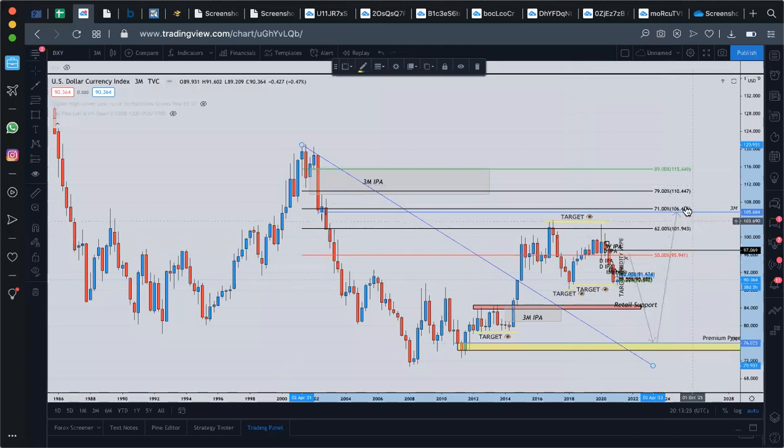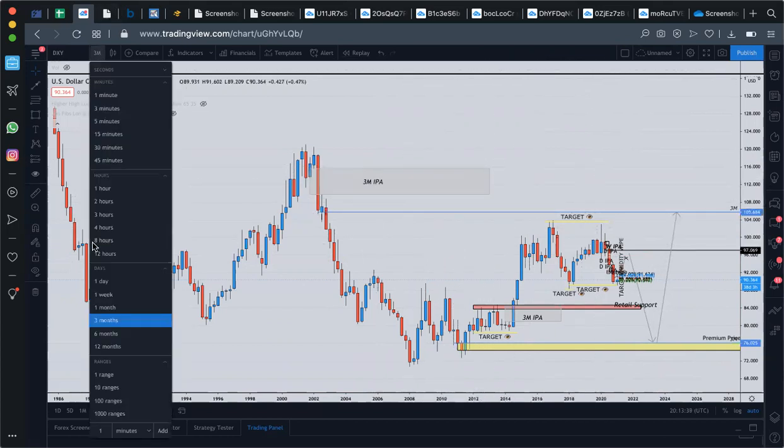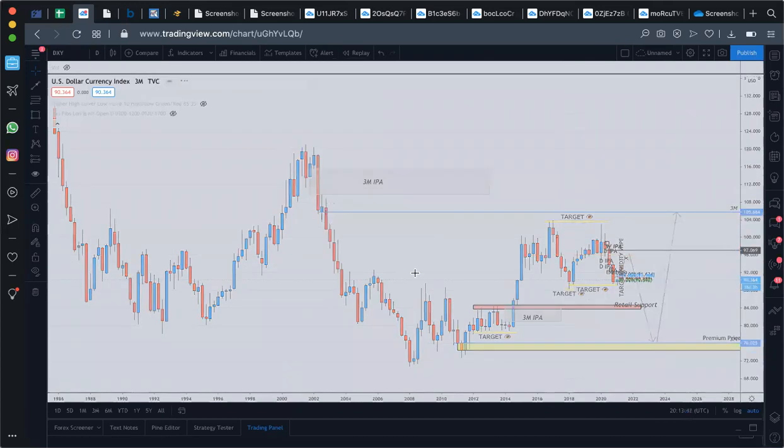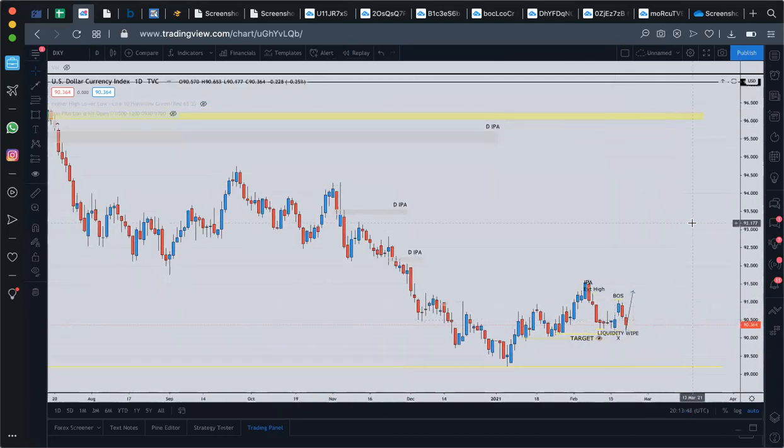So just working out the puzzle. I was just thinking, surely we might get another drop into here, especially now I understand it's a distribution phase, and then we rally up into these zones. That'll be the first target, but really and truly, I want us to come into this 3-month IPA. So DXY, very interesting to see how it's going to play out. But I do expect lower price action, but for now, slightly more bullish before the big lows.